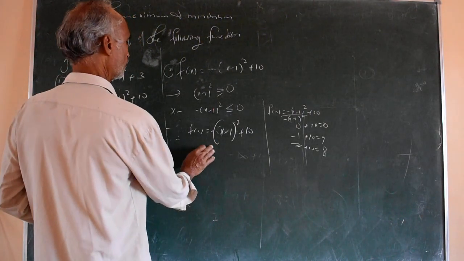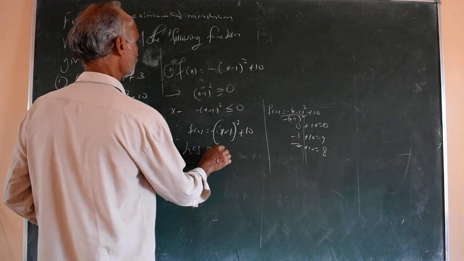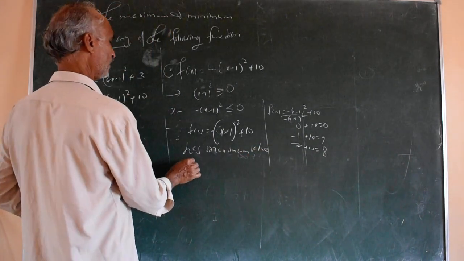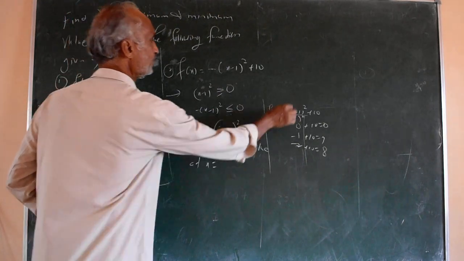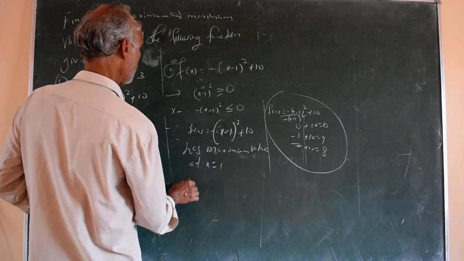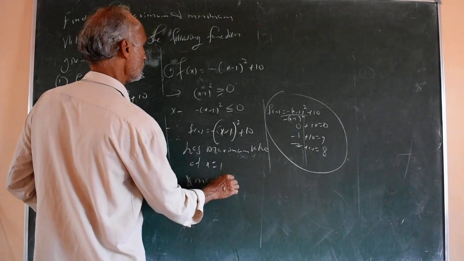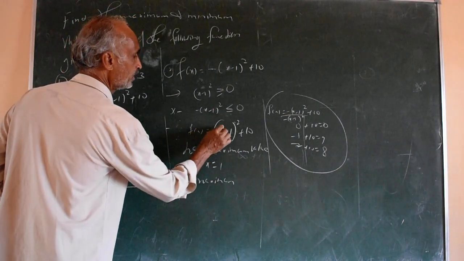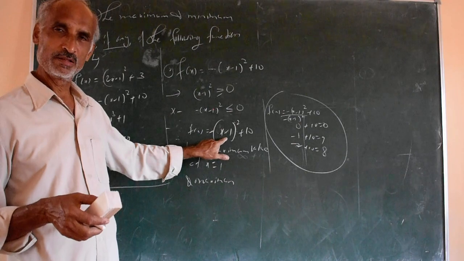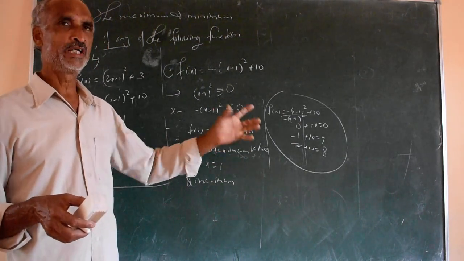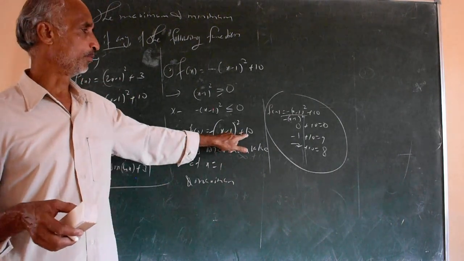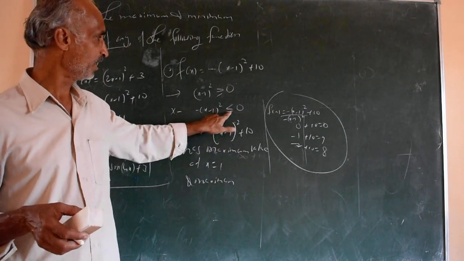So f of x has its maximum value at x equals 1. At what point will it be maximum? This is minus of a positive number, no? Therefore this number is minimum automatically. So 10 will be deducted by the minimum value, then automatically you are getting the maximum total. The maximum total is 10. The minimum value of (x minus 1) the whole square is 0.